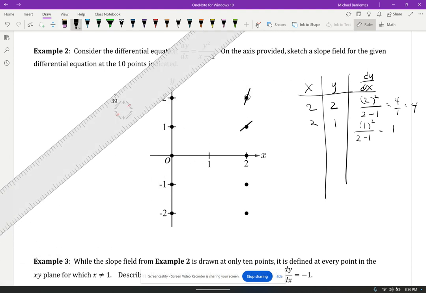And then the next one, x equals 2, y equals 0. So that's 0 squared over 2 minus 1. Do you get a sense that for all of these points where my x is 2, my denominator is always going to be 1? So from now on, I'm just going to do the numerator, because along all of this column of points, my x value is always 2, and the denominator, therefore, 2 minus 1 will always be 1. So that's 0, flat.